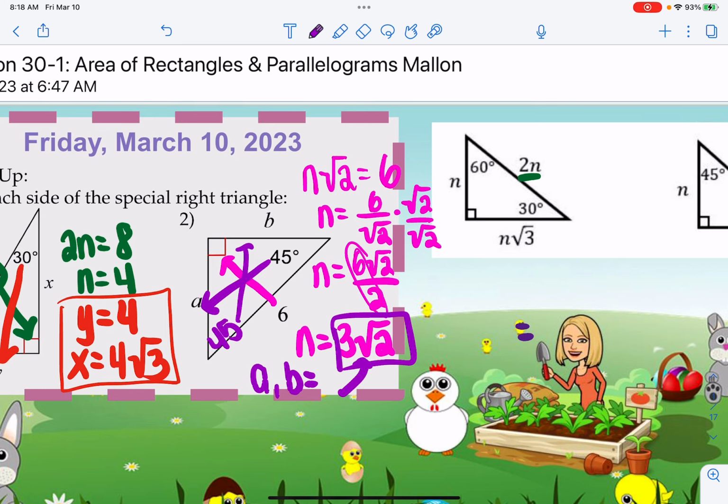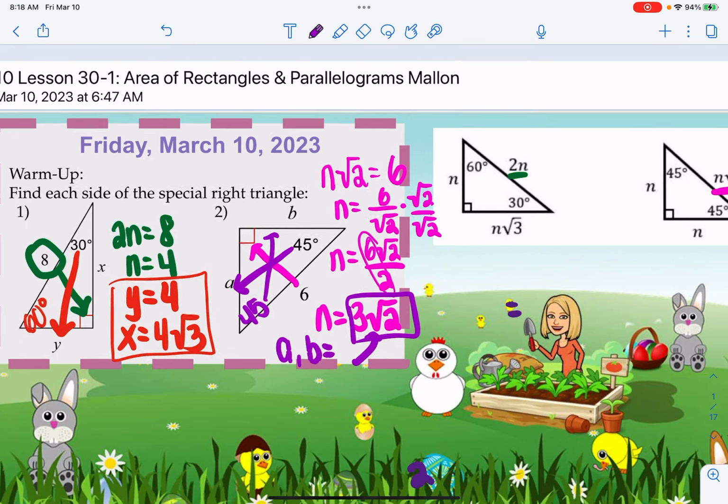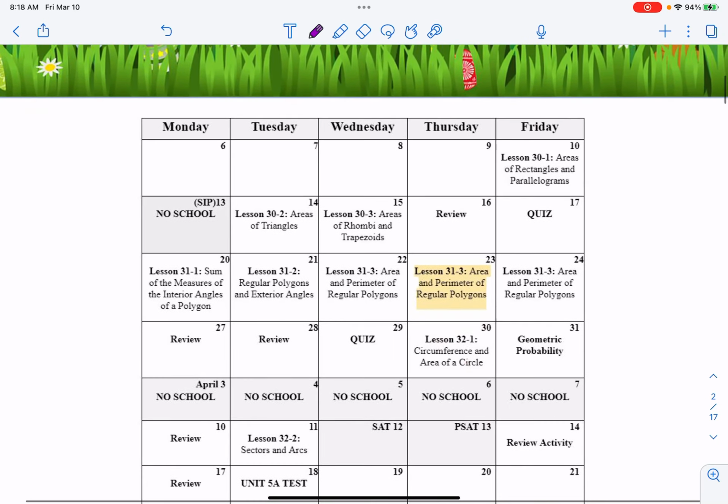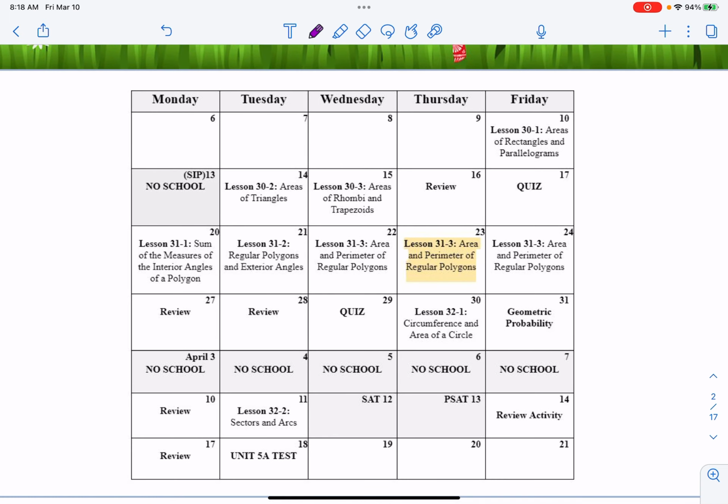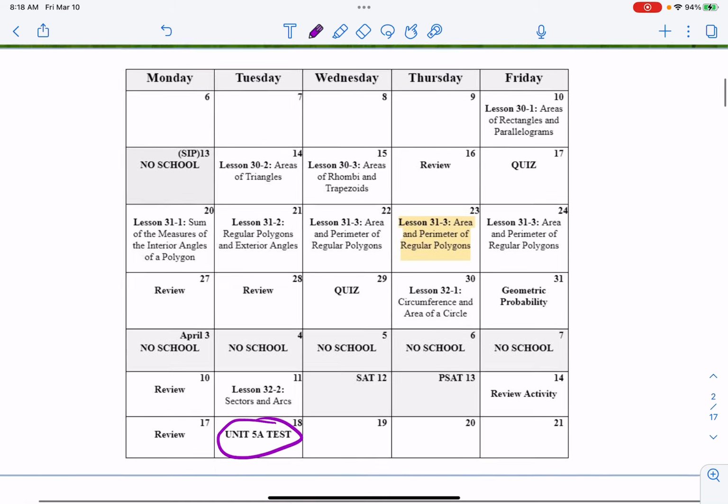So here's what we're going to talk about today. We're going to start off pretty simple, but before I do that, here's the calendar. Our test is not until after spring break, just because we have spring break and then the SAT, PSAT in between. So our test will not be until the 18th. I'll go through this calendar more on Tuesday, because you guys are not going to be here tomorrow, nor will I. We'll talk about the calendar more then, but our test isn't for a while.